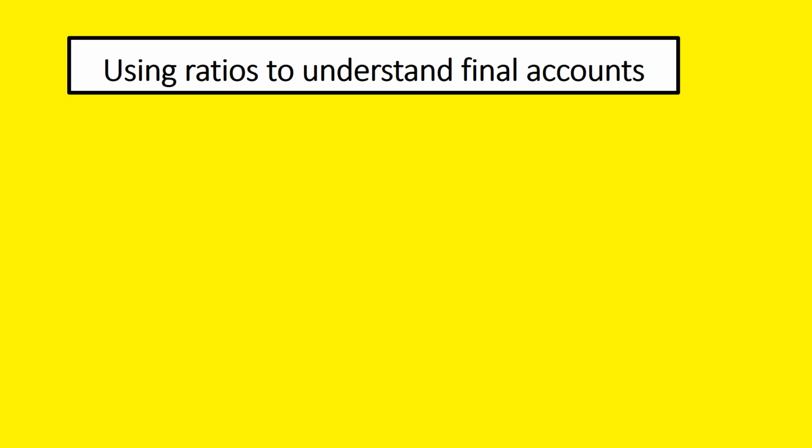We're now going to continue using ratios to understand final accounts. We're going to move on to gearing. This is my favourite ratio. What this will show you is how much money the company has borrowed in relation to how much it's worth. So basically, how risky is this business? It's a really insightful ratio that gets inside a business. So let's get on and find out what we need to do.